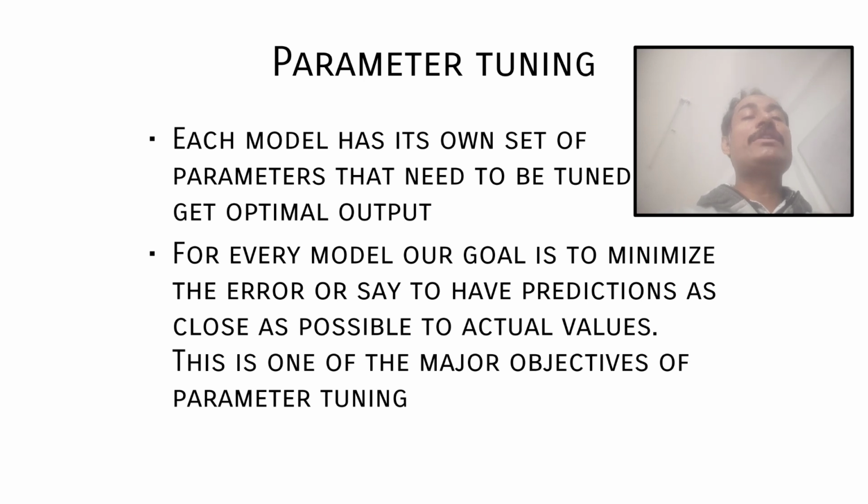Here is parameter tuning, and the term makes it very clear: we can tune the parameters to have a more accurate outcome. Each model has its own set of parameters that need to be tuned to get optimal output. For every model, our goal is to minimize the error, or say to have predictions as close as possible to actual values. This is one of the major objectives of parameter tuning.